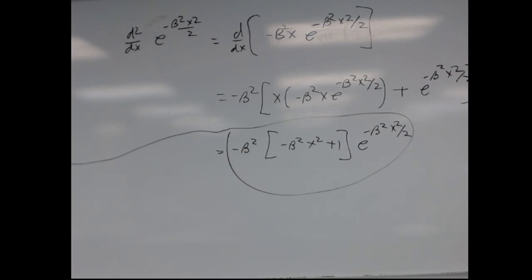On these two integrals, the first one is the integral from minus infinity to infinity of e to the minus beta squared x squared dx. That's this guy. Minus beta squared times the integral from minus infinity to infinity of x squared e to the minus beta squared x squared dx.